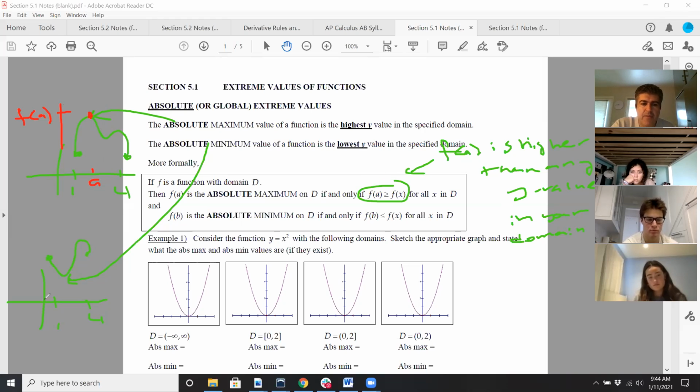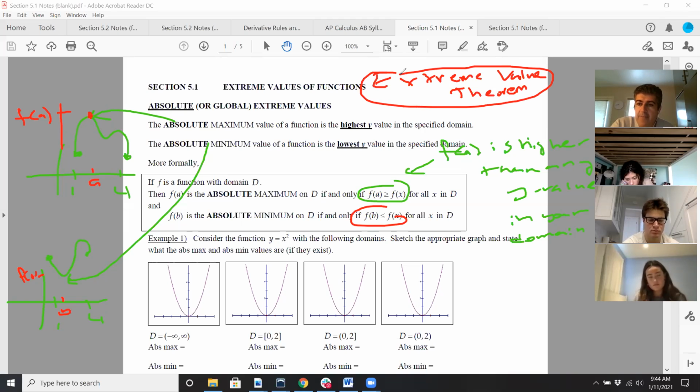And then likewise, if I call this b here, and that's f of b, then f of b would be lower. So you write the same thing, but you say f of b is lower than any y value in your domain. That would be an absolute minimum. And there's going to be quite a bit of theory, just so you know. In fact, probably a proper title for this section would be the extreme value theorem, because we are going to talk about that at the bottom of this page here.